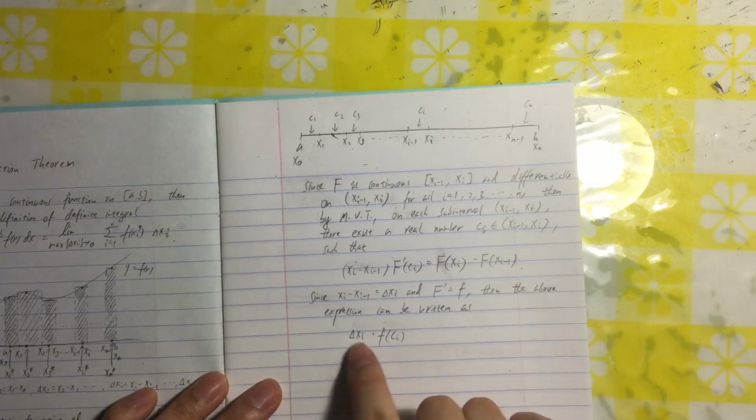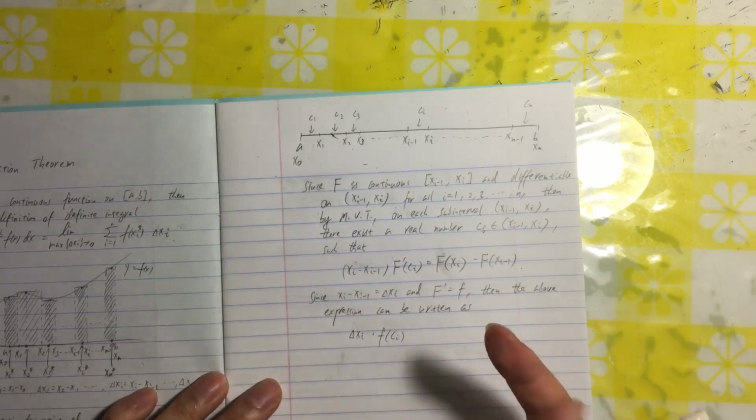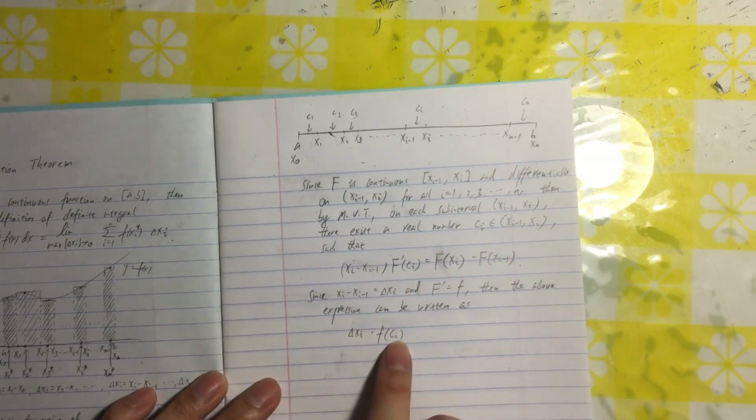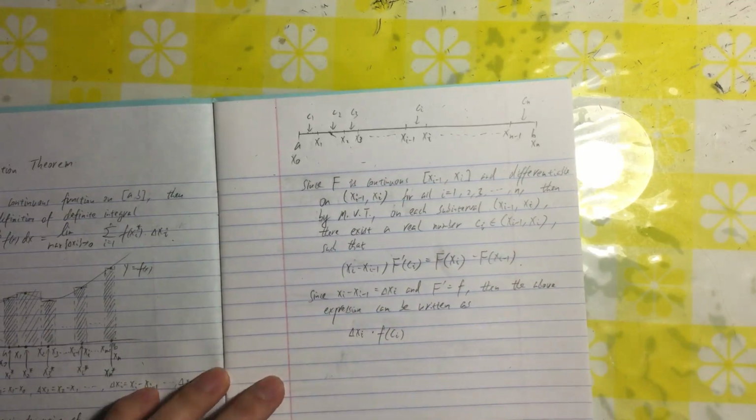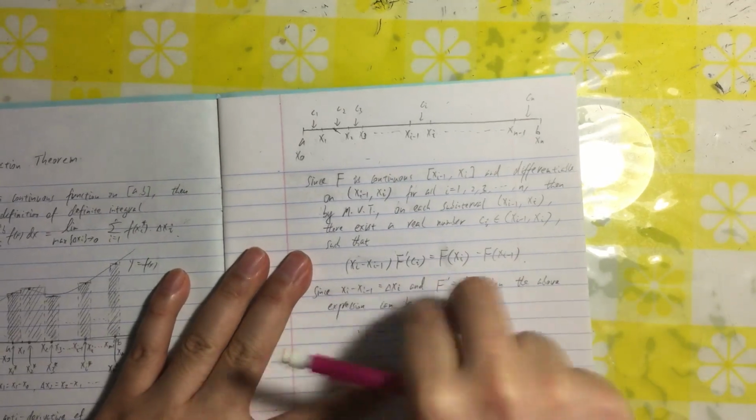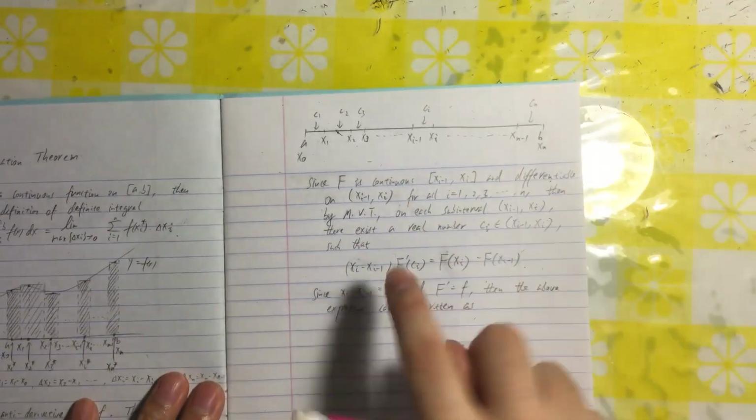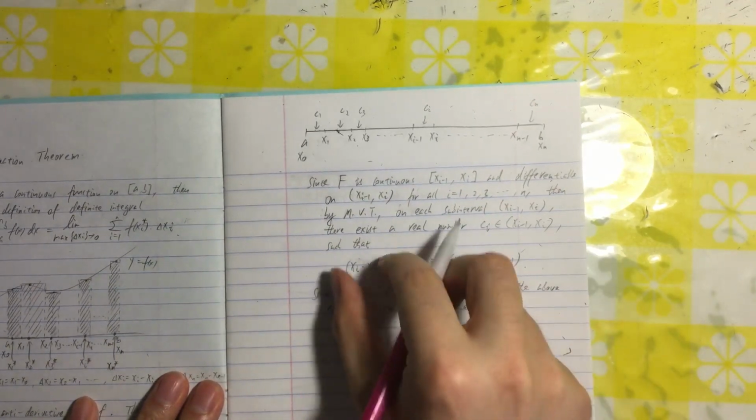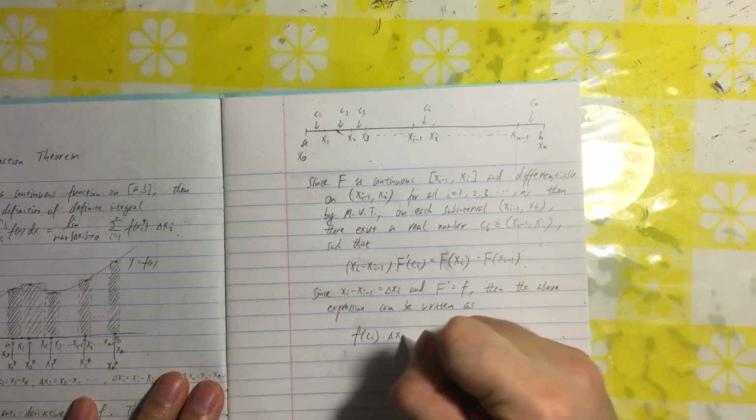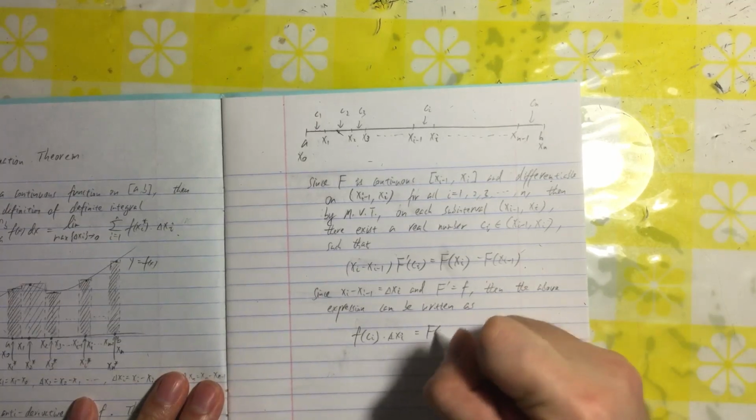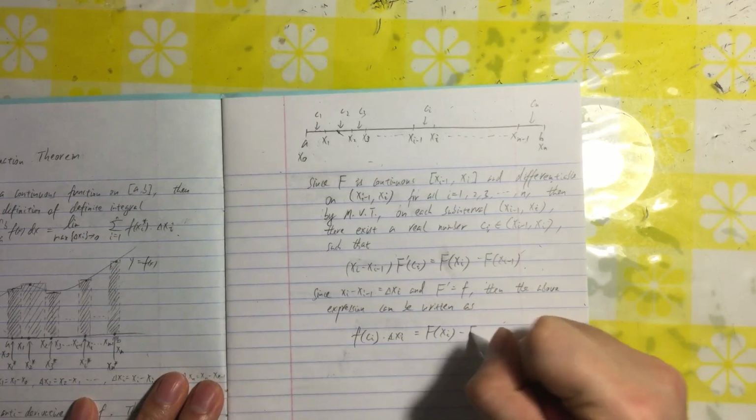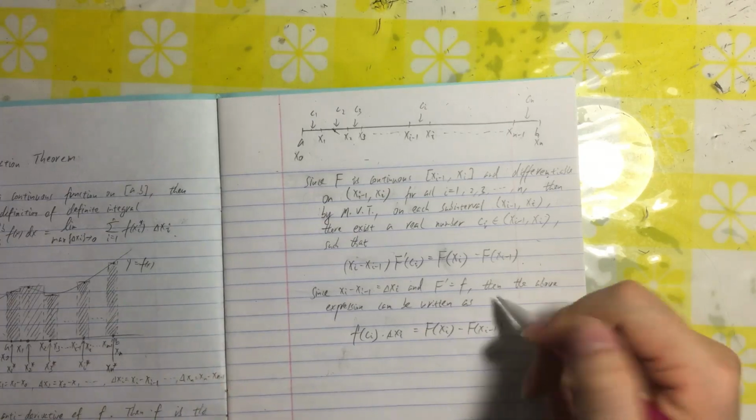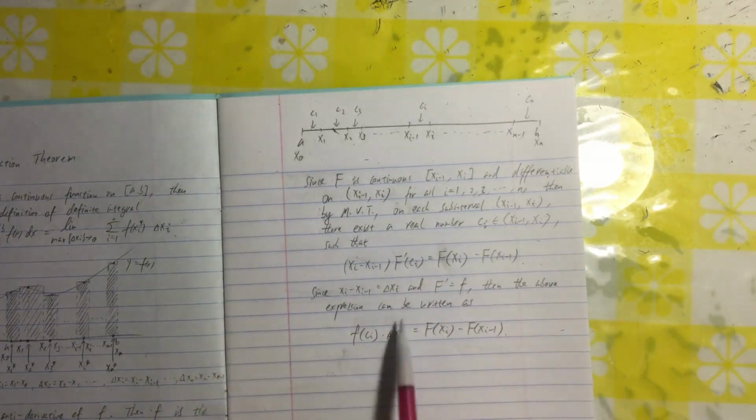In general, for multiplication, I can always switch order. A times b is always the same as b times a. So I can switch order. I can write f of c_i times delta x_i. I write f of c_i first, times delta x_i, equal to big F of x_i minus big F of x_{i-1}. So this expression can be rewritten in this form.